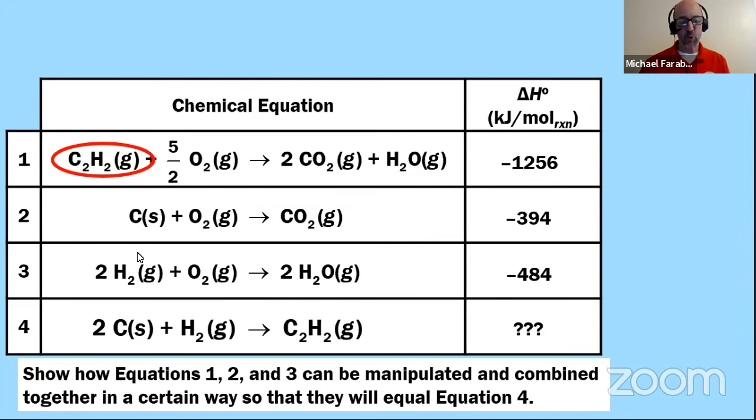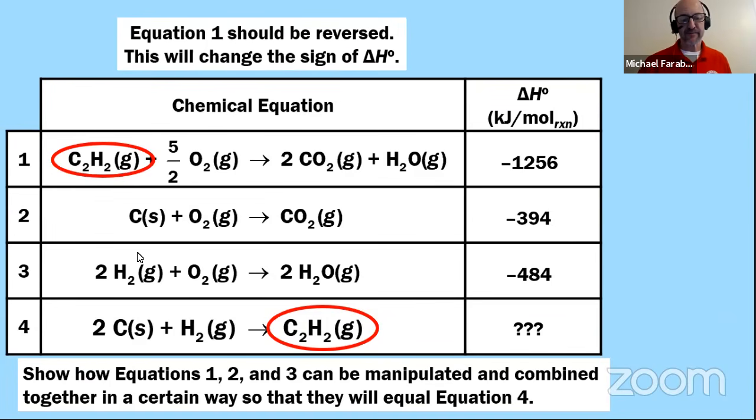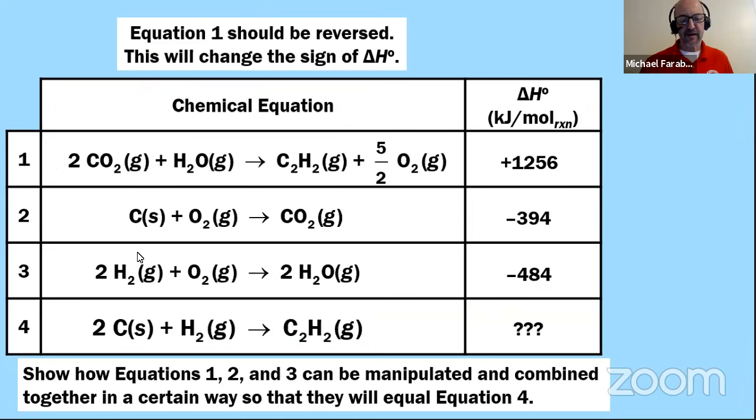So what I'm going to have to do with equation number 1 is that I've got the C2H2. It's on the wrong side. It needs to be on the right side of the equation as opposed to on the left side. I'm going to have to reverse equation number 1, which means when I flip the equation around, the magnitude will remain the same. It'll still be 1256, but when I switch the location of reactants and products, I change the sign. So as I flip equation 1, now the delta H is positive 1256.